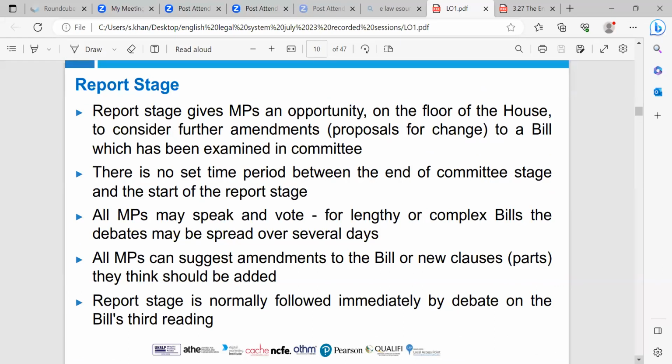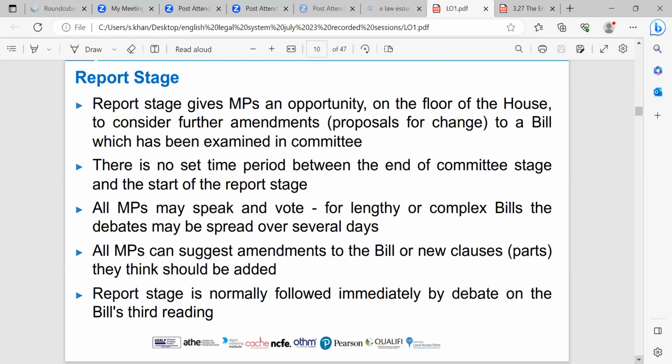There is no set time period between the end of the committee stage and the start of the report stage. All MPs may speak and vote. For lengthy or complex bills, the debates may be spread over several days. All MPs can suggest amendments to the bill or new clauses, which are parts that they think should be added. The report stage is normally followed immediately by debate on the bill's third reading.